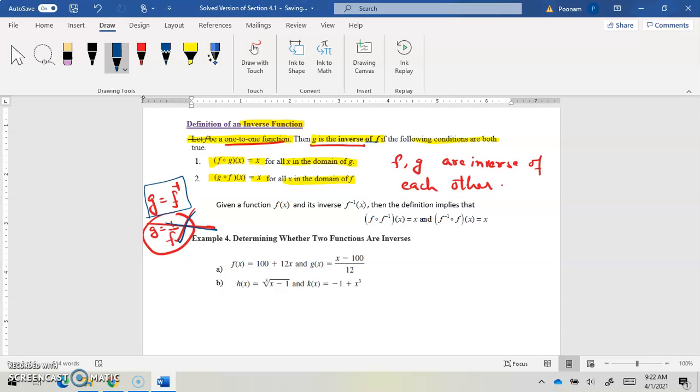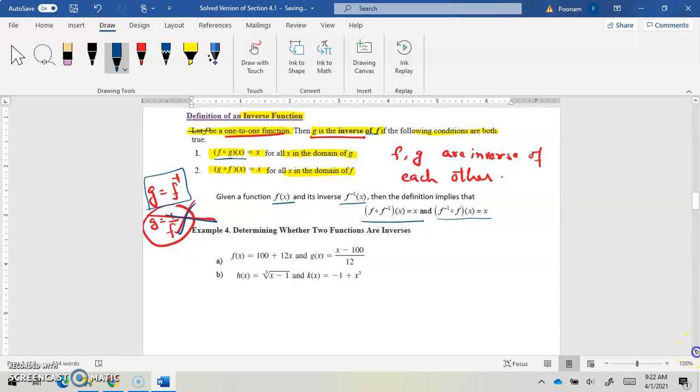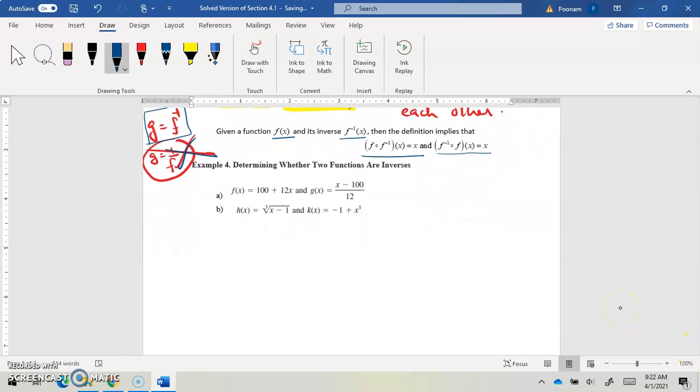Now, from that, we can also say if f of x is a function, f inverse is the inverse of the function, then f of f inverse of x would be x by this given definition, and f inverse of f of x would be x again. Let's see it in an example. Question 4, part A. f of x is given to be 100 plus 12x. g of x is given to be (x minus 100) by 12. We want to check if f and g are inverse of each other.